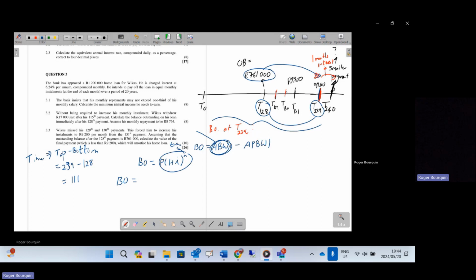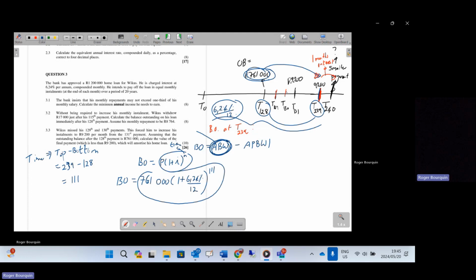Okay. So, and don't forget the interest rate. The interest rate was 6.24% per annum compounded monthly. So 6.24% over 12. So your balance outstanding at T is going to be equal to the amount borrowed with interest, from T128 to T239, which is 761,000, collecting interest at a rate of 6.24% over 12, and it collects interest for 111 months.